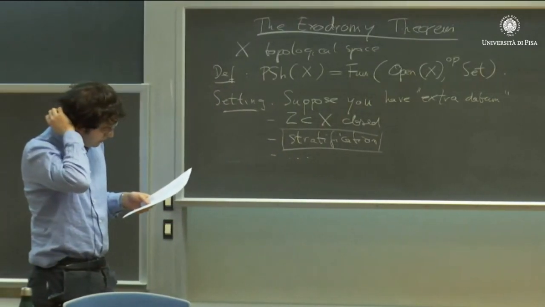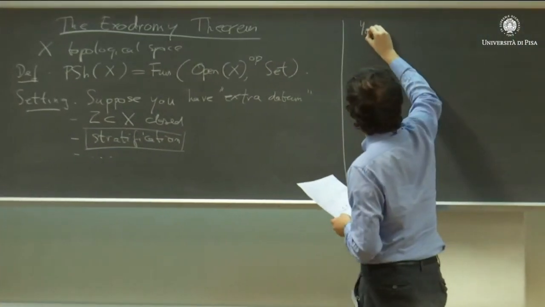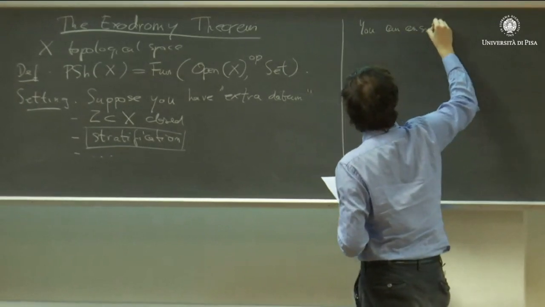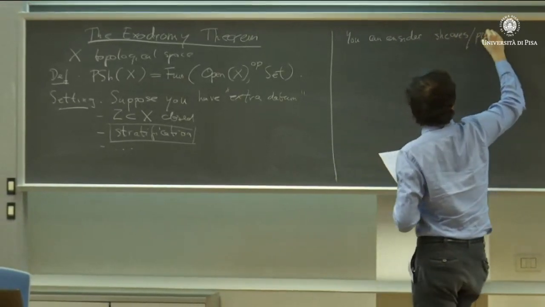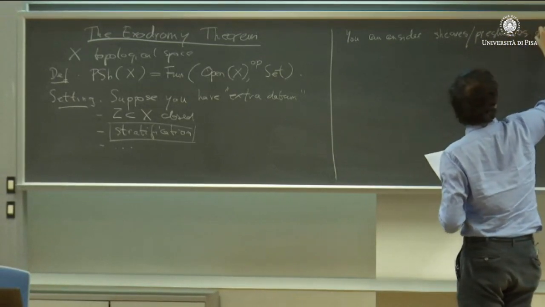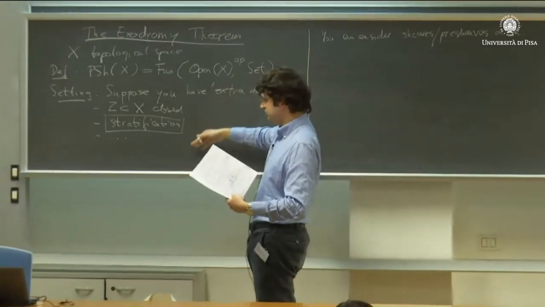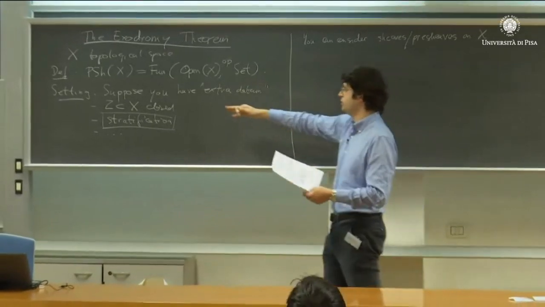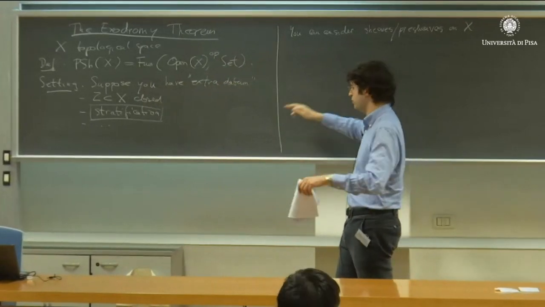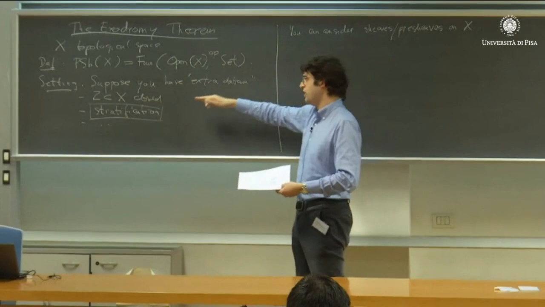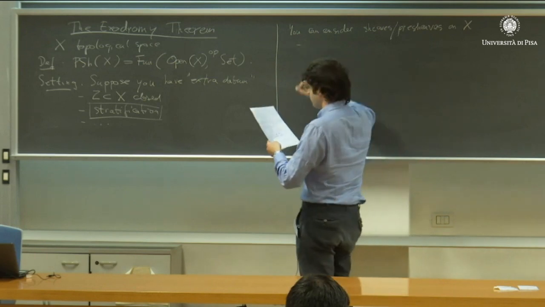And then what can you do? You can consider sheaves or presheaves on X with a certain property which, to be stated, needs such a datum. So, for example, sheaves with support in Z, or sheaves which are locally constant on X. There's no extra structure here. Or sheaves which are constructible over the stratification. These are the examples I'm interested in, and I will give definitions in a precise way later.